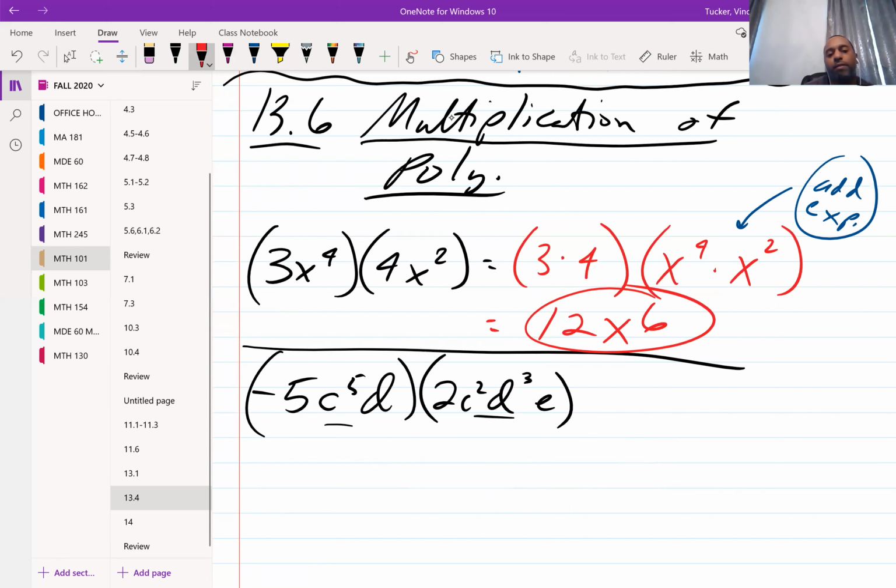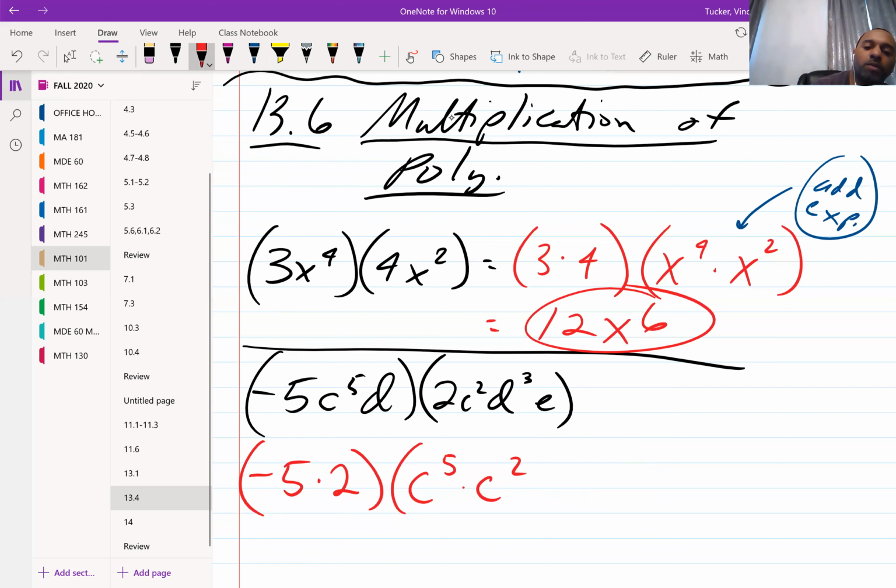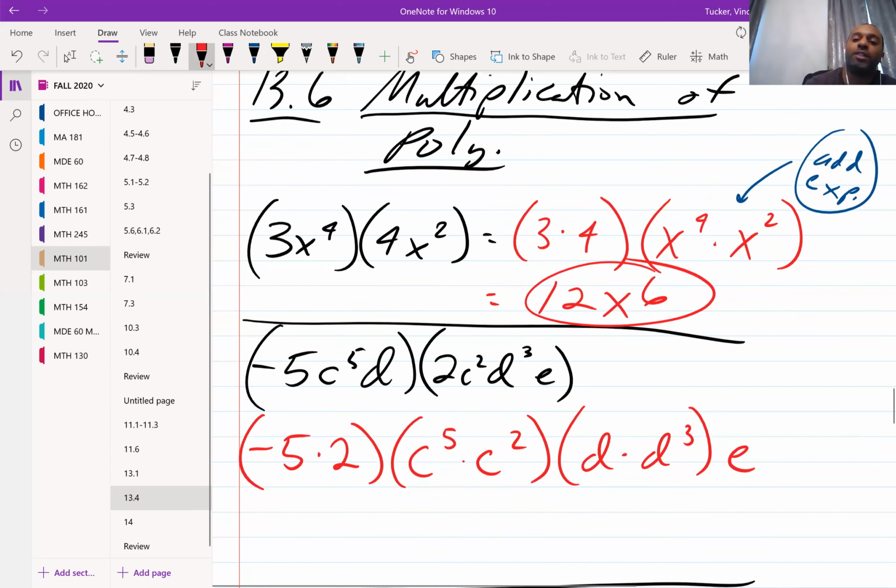Same thing down here. We have negative 5c to the 5th d times 2c squared d cubed e. Whether you write this out or not, this is how you should be processing what's going on. You're going to multiply negative 5 times 2, then c to the 5th times c squared, d times d cubed, and then e wouldn't be multiplied to anything. You can't multiply anything to simplify it, but it's still multiplied to your expression, of course.